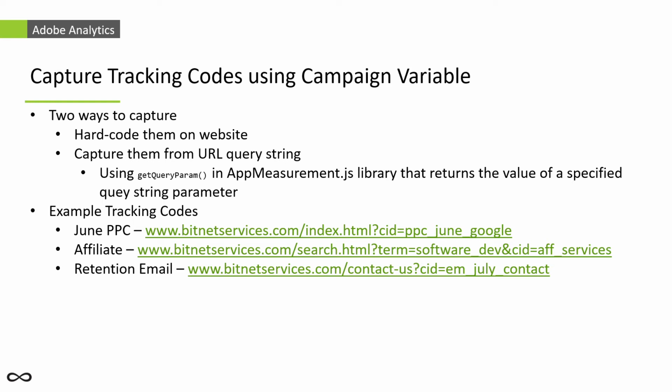Now, how should we extract these values? There are two ways to do it within JavaScript. You can either use out of the box JavaScript to query the URL, whereas fortunately Adobe Analytics provides a utility to extract the query string parameter from the URL itself. And how do we do it? By using the getQueryParam function within the s object.